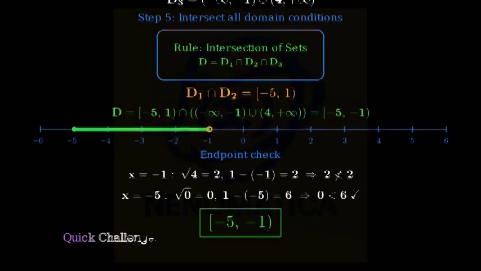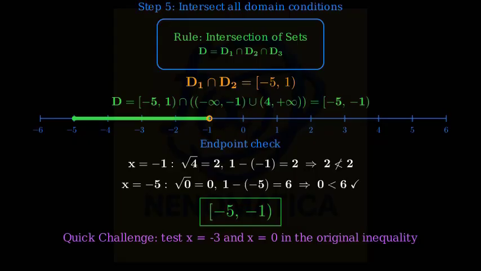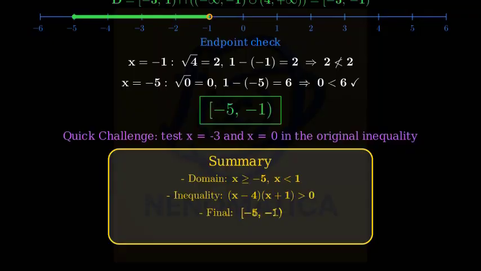Quick challenge. Pick x equals -3 from the solution set and x equals 0 from outside the set. Verify the original inequality in each case. Summary. We enforced the domain of the square root, guaranteed the right side was positive, squared both sides, solved the quadratic inequality by factoring, and intersected all restrictions.